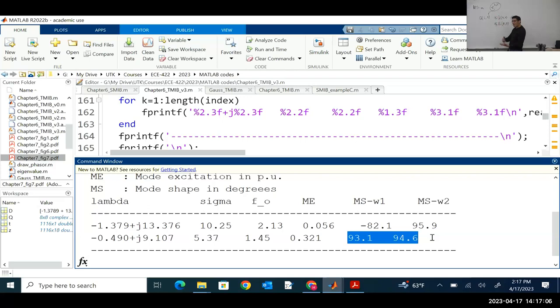But the physical meaning of that is that there is a lot of energy that is being exchanged between these two machines and the infinite bus, yeah? What about the other mode? The other mode is different. What do we see here?